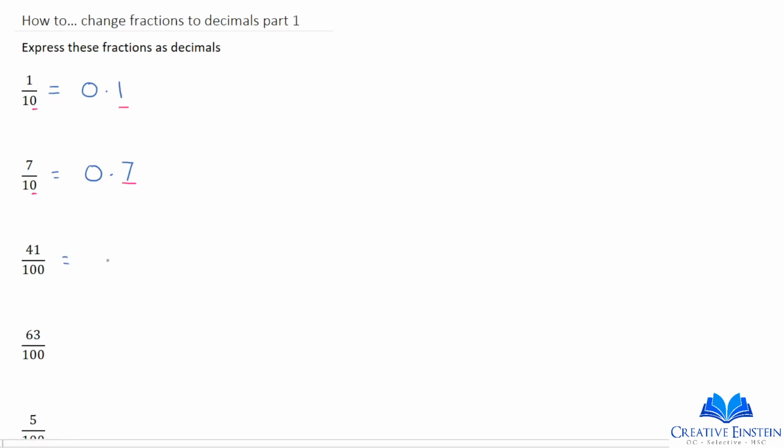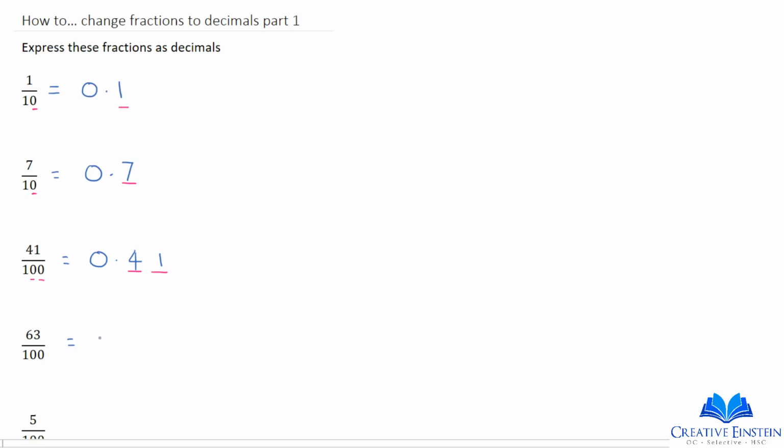Our next example, 0.41. Now hundredths has 2 zeros, therefore we need 2 decimal places. Because it's 41/100, 1, 4. So it's 4/10 and 1/100.